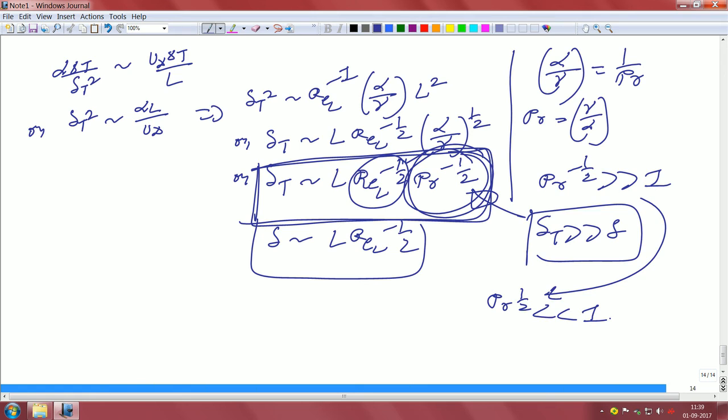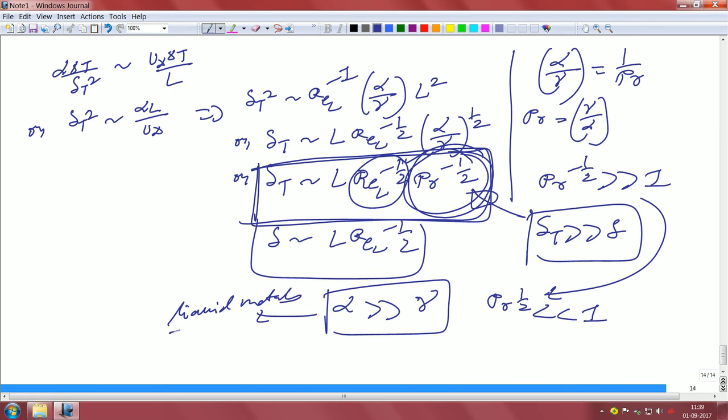So, this is the situation where the thermal diffusivity is greater than the momentum diffusivity. That means your alpha is much more than gamma, because that is the inverse. So, alpha is much greater than gamma. This is the situation in the case of liquid metals, they show this behavior. Liquid metals actually show thermal diffusivity much higher than the momentum diffusivity.